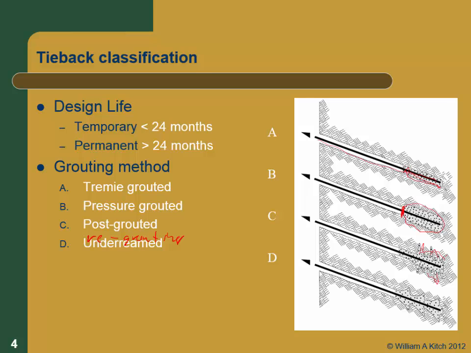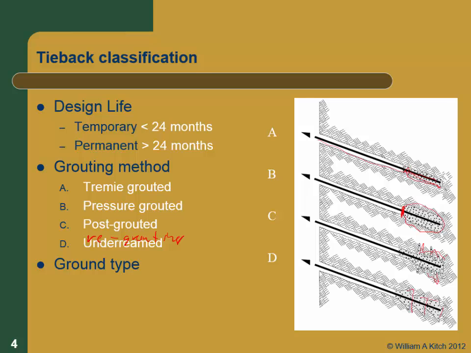And then you can also underream them. This is not very common anymore, but you can come in with a drill that makes underreams, kind of like a belled caisson, and you underream it, pull it out a little, and underream it again. Because post grouting has become so effective, underreaming is not particularly common anymore, but it is still done some places. So that's the fourth kind of grouting method.